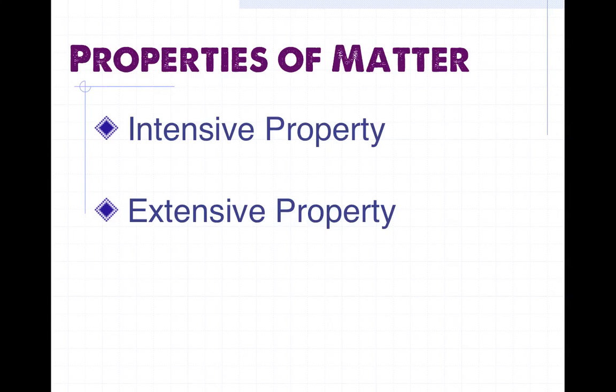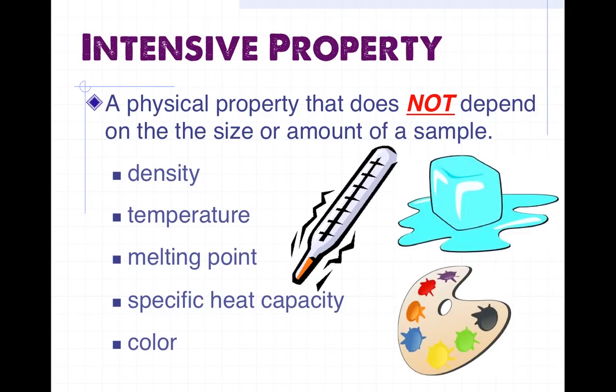So another level of classifying properties: we have physical and chemical, and then we have intensive and extensive. An intensive property is any property that does not depend on the size or amount of a sample. So that means no matter how much of something I have, this property will not change. Remember that in front of a word usually means not. So intensive means it is not dependent on how much of something I have.